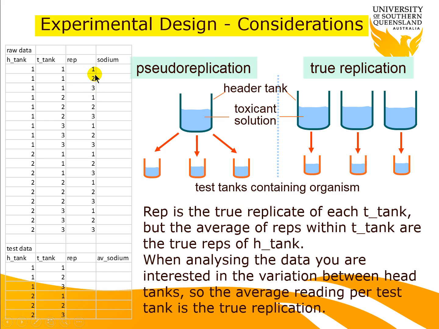If I average these values here, then I would have one measure for header tank 1, second measure for header tank 2. So I'm going to average these, and they will represent an average for testing tank 1, and that represents one replicate for header tank. Then I'll take these, take the average, and that represents a measure for testing tank 2, and that's the second replicate for the header tank.